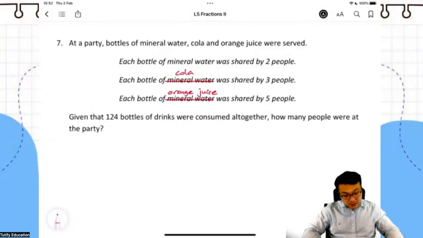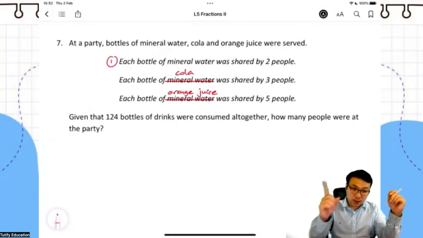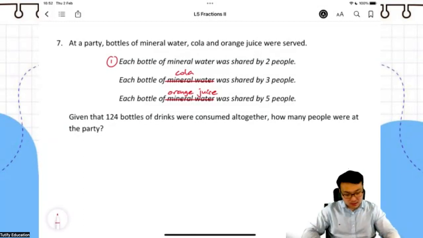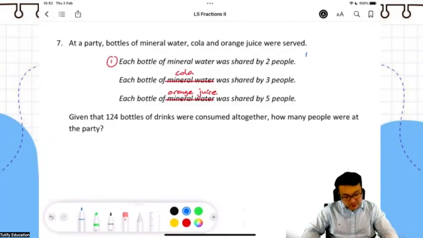Now, Nicholas, can I ask you? Let's look at the first sentence. They say that each bottle of mineral water was shared by 2 people. So if there are 2 people sharing one bottle, can you tell me what fraction of the bottle will each of them drink? Half. Yes, each of them will be drinking half of the bottle.